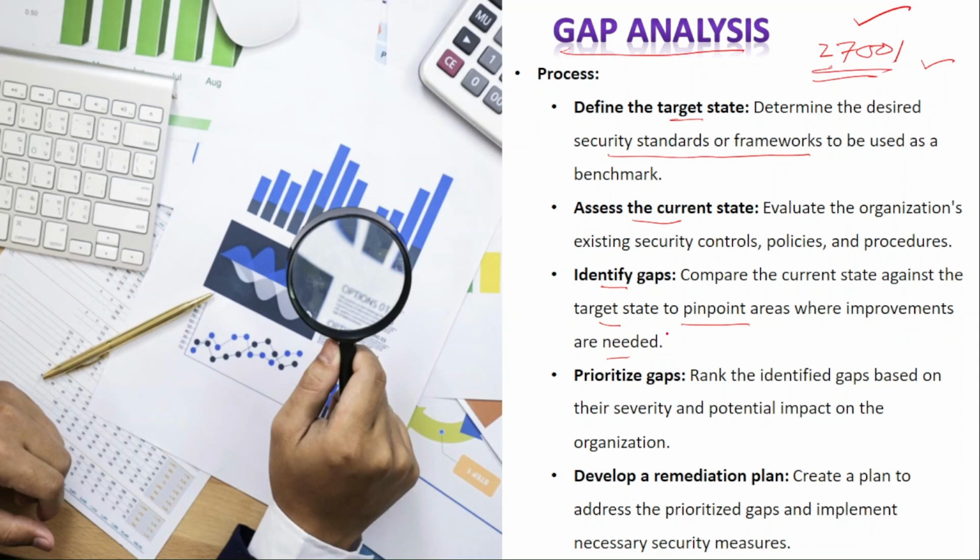Prioritize gaps. You will identify multiple gaps. Some will be of high priority, some will be of low priority, and then you will need to prioritize them so that the high priority gaps or high vulnerability gaps are mitigated first, and then the lower ones. So rank the identified gaps based on their severity and potential impact on the organization, and then develop a remediation plan. Create a plan to address the prioritized gaps and implement necessary security measures.